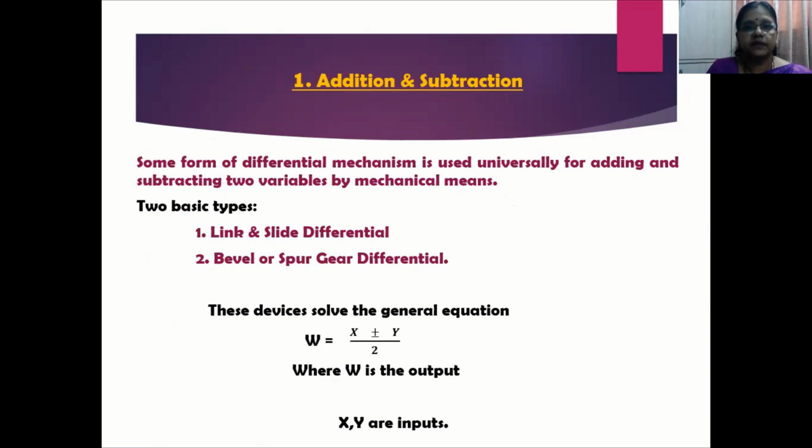Now coming to the first algebraic operation, that is addition or subtraction. Some form of differential mechanism is used universally for adding and subtracting 2 variables by mechanical means. 2 basic types in this particular differential mechanisms are link and slide differential, bevel or spur differential. So if x and y are 2 variables given as inputs to the mechanism, then we can derive an output W as (x plus or minus y) by 2.